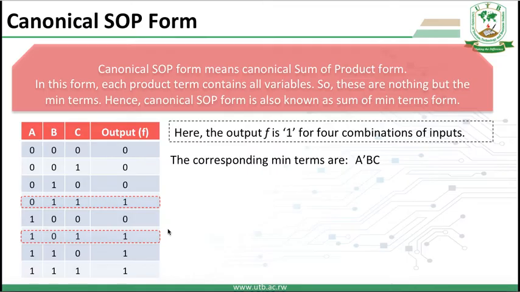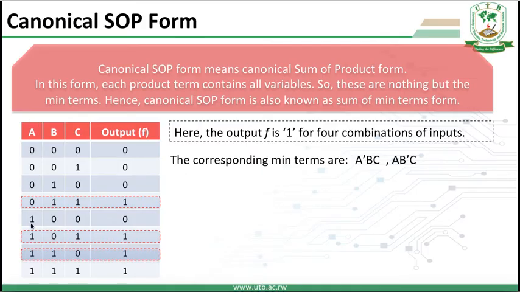So how to draw the second expression could be here: A B complement C. Why? Because A is 1, so the variable itself. Since B is 0, so B complement for 0. Since C is 1, so C itself. Let's see the next possibility.